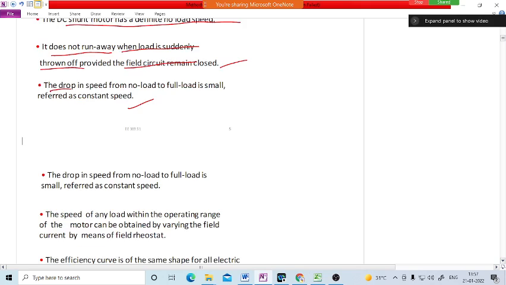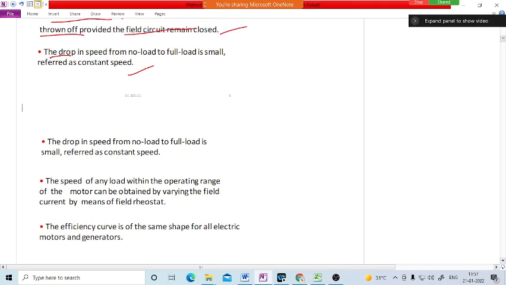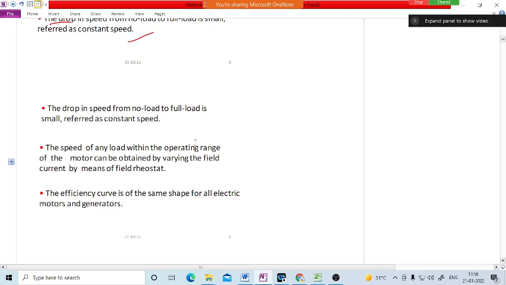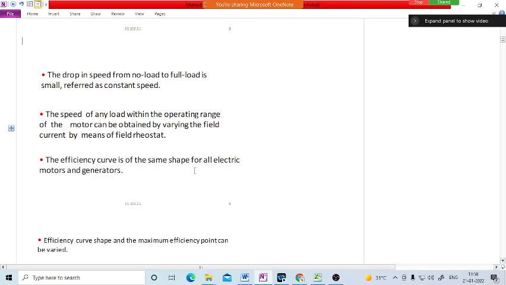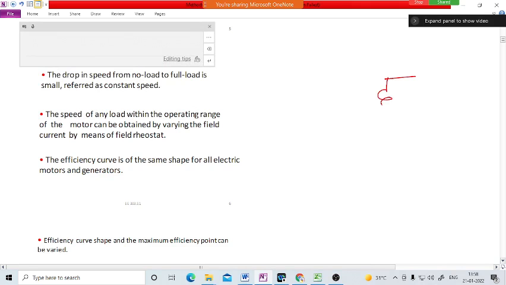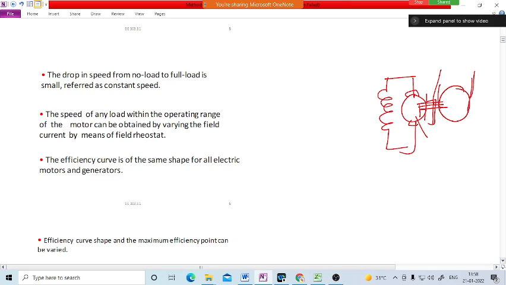Next we will talk about the drop. The drop in speed from no load to full load is small, and is referred to as constant speed. The speed at any load within the operating range of the motor can be obtained by varying the field resistance. Here the shunt motor is coupled with a load. If the load changes suddenly, it does not run away. When the load varies continuously, the speed is said to be constant.